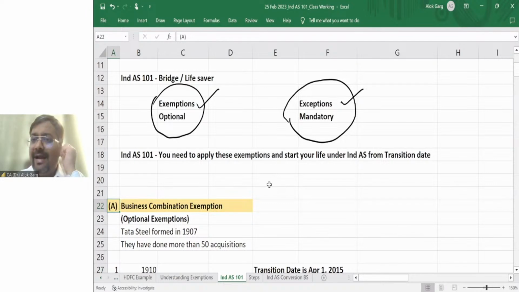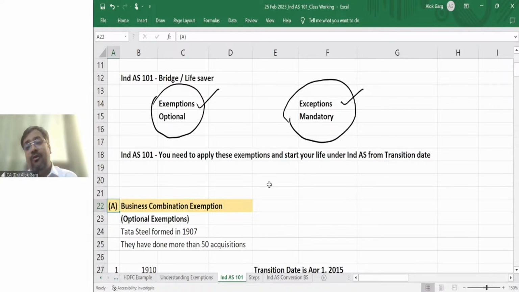And I did one acquisition 10 years ago, right? So now, 10 years ago when I did that acquisition, I passed the accounting entries on the basis of the book value method because AS 14 permits that. But now since I am moving towards Ind AS, Ind AS says that you have to apply the provisions of Ind AS since the beginning, right? So now the acquisition which I did 10 years back, I have to remeasure this entire acquisition at fair value.